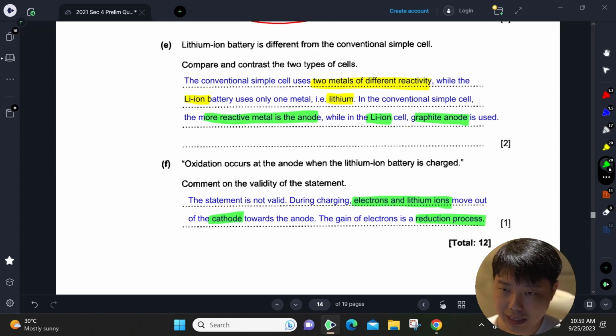In essence, when you are discharging, when you're using the electric vehicle, the anode will give out the electrons again. That is the spontaneous process. So this charging is the non-spontaneous process. You use electricity to drive a non-spontaneous reaction. So it's the opposite of what is happening in a simple cell.